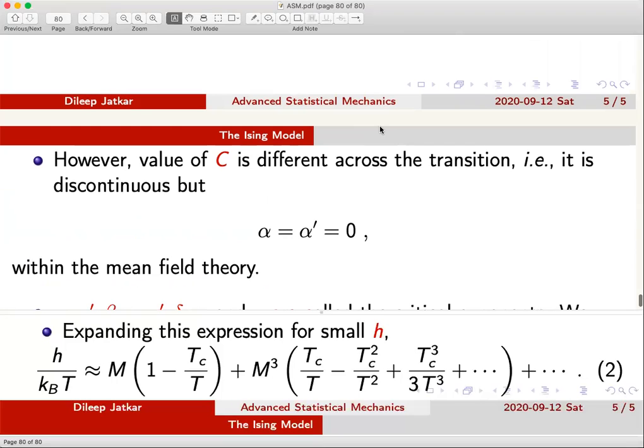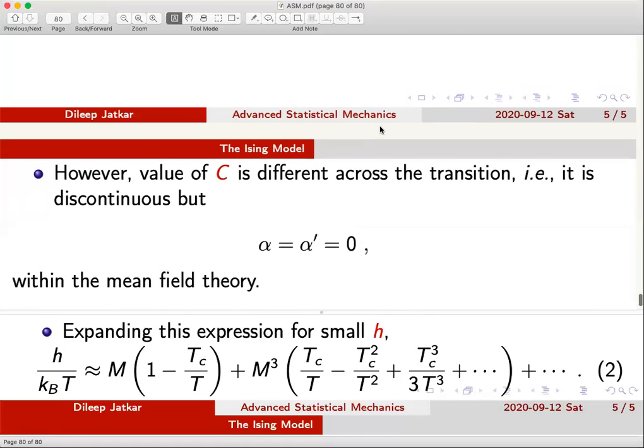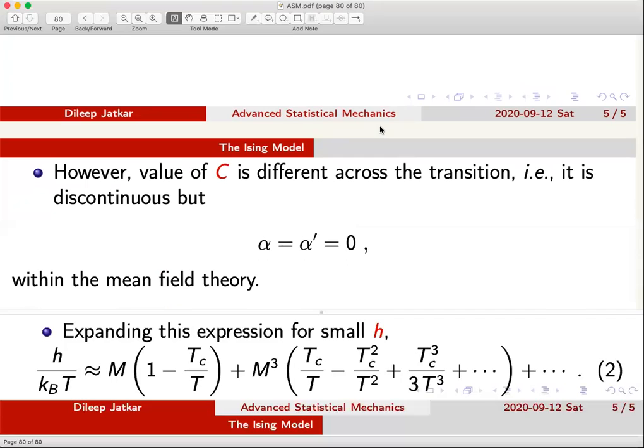Shouldn't C also be infinity or something like that, because there is a phase transition at T equal to Tc? Yeah, that is true, but the mean field theory doesn't see it.